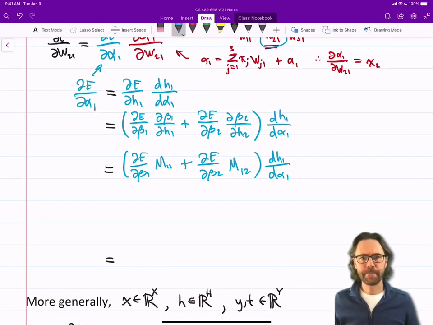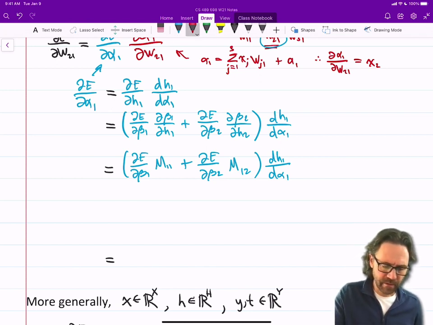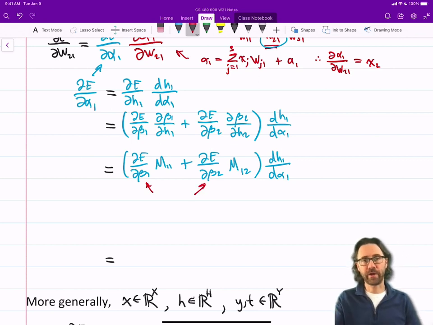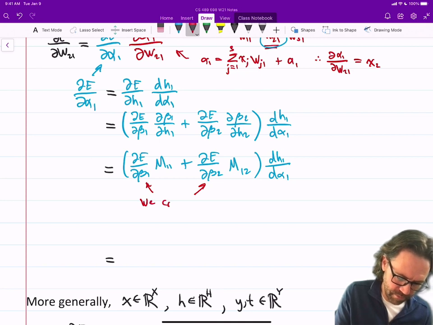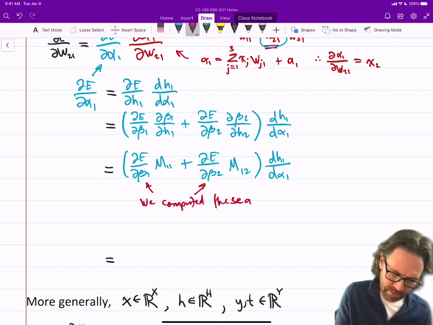Now, if we were going through backprop, we would have computed these things already, because these gradients were used to compute the gradient of the loss with respect to the weights in the top layer already. So let's assume that we already know those.